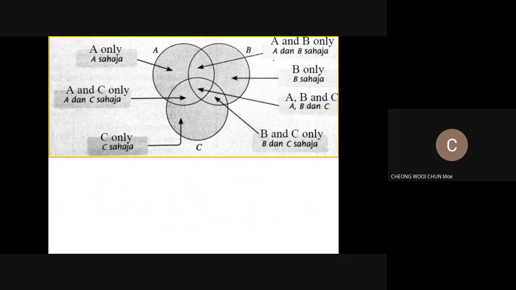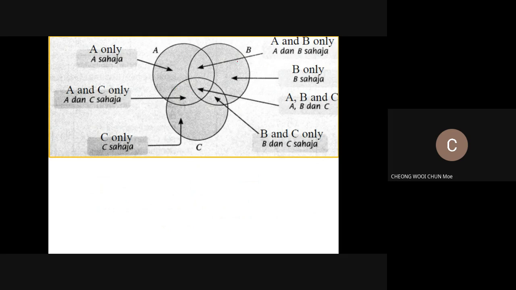Then you must understand this one. This A, A only, means it's over here only. B only is here, this part. C only is here. Okay, A and C only. This is A and C only, nothing involved with B.